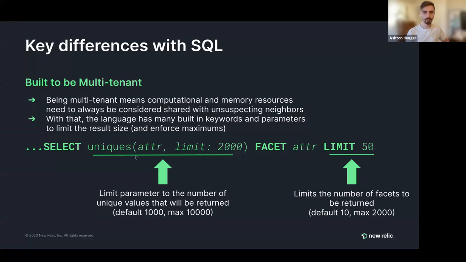So these examples here are things like uniques. Uniques has a limit of 10,000, but you can provide a parameter to decide how many uniques you're going to return. And similarly, if you have a query that's using facet, which I'll get to in a second, which is kind of like group by, it will limit the number of groups that it will return to an upper bound of 2,000. And this is, again, to make it so that you can't use too much memory. If we allow people to return all their data, we have customers with absolutely tons of data, and there's no way we could do that without causing serious problems to the other tenants of the system.